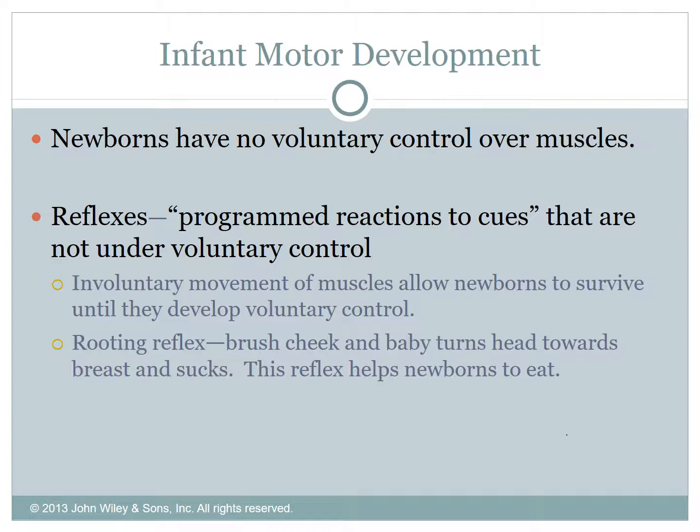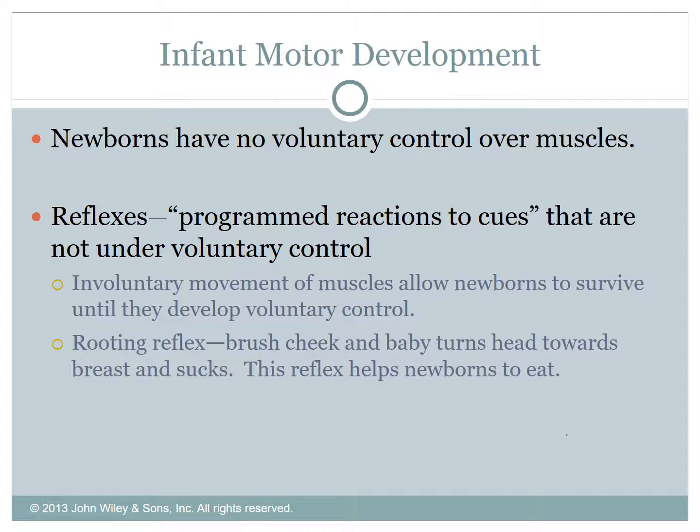Instead, they have a set of reflexes, genetically programmed reactions that are not under voluntary control and are necessary for us to actually develop. The rooting reflex is one of these. If you brush a child's cheek, they will turn their head toward that touch and attempt to suckle. This is important. This is how newborns eat, is to suckle from the breast. So we brush their cheek, and that causes the suckling reflex.